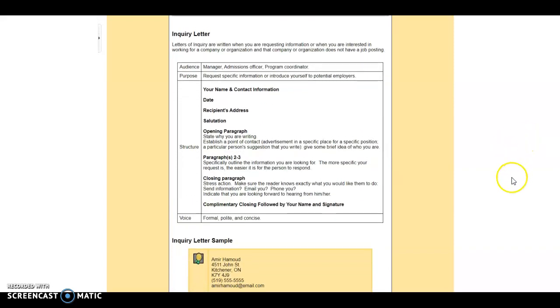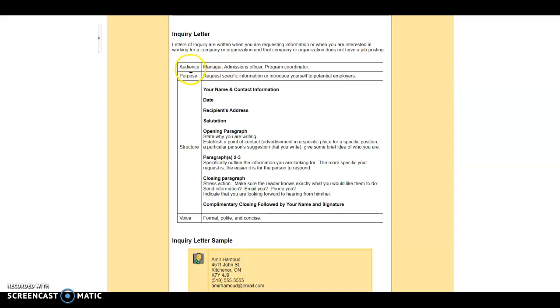And an inquiry letter is one that you would write when you're requesting information, when you're trying to find information about something. So you might write it to a college or a university if you want to get information about a particular program. You could write it to a company if you have questions about something that goes on at that company or about the products or services that they sell. But an inquiry letter could be written for a number of different reasons.